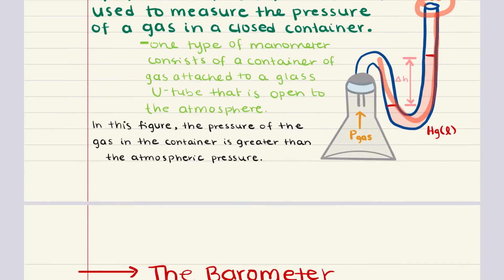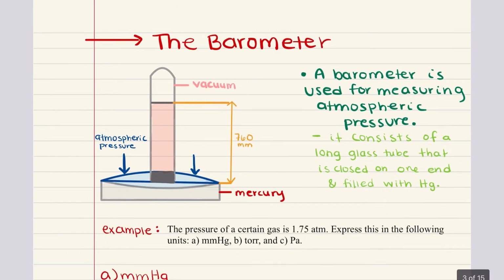Now, the second kind of instrument that measures pressure is the barometer. The barometer is used for measuring atmospheric pressure, and it consists of a long tube that is closed at one end and filled with mercury. Now, thinking about this, the weight of the mercury column inside the tube creates a downward force due to gravity. And that is balanced by the atmospheric pressure that's pushing on the reservoir.